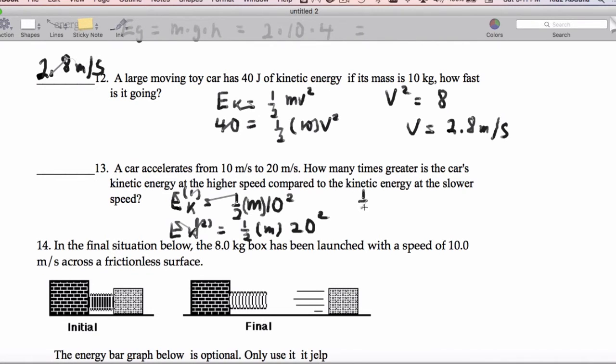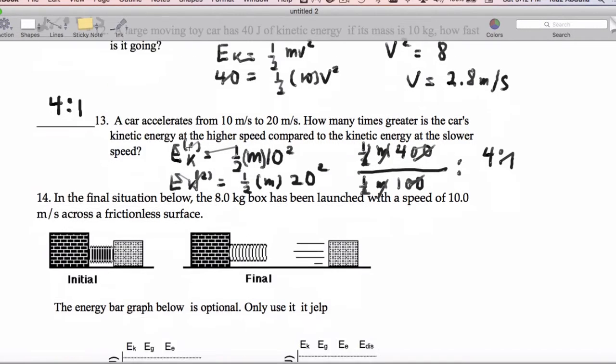So what we can do is divide these two numbers, 1/2 m times 400 when we square 20, divided by 1/2 times m times 100. And look what happens. The 1/2s cancel, the m's cancel, and so we actually get a ratio of 4:1. So it's a 4:1 ratio. And yes, I want to see ratios in the most reduced form possible.